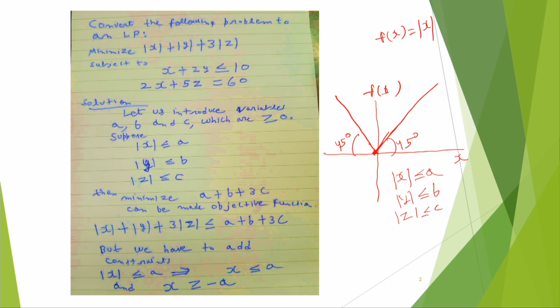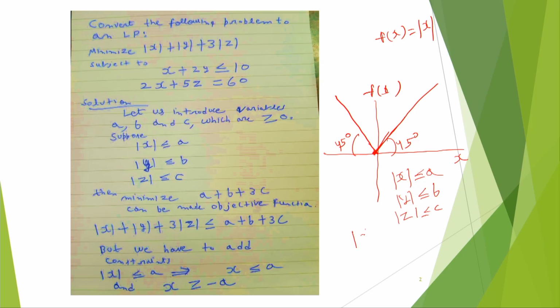So if I minimize a plus b plus 3c, that means I am minimizing mod x plus mod y plus 3 mod z also, because mod x plus mod y plus 3 mod z is smaller or equal to this one. So therefore we minimize a plus b plus 3c, where a, b, c are positive. Now we have to add constraints.